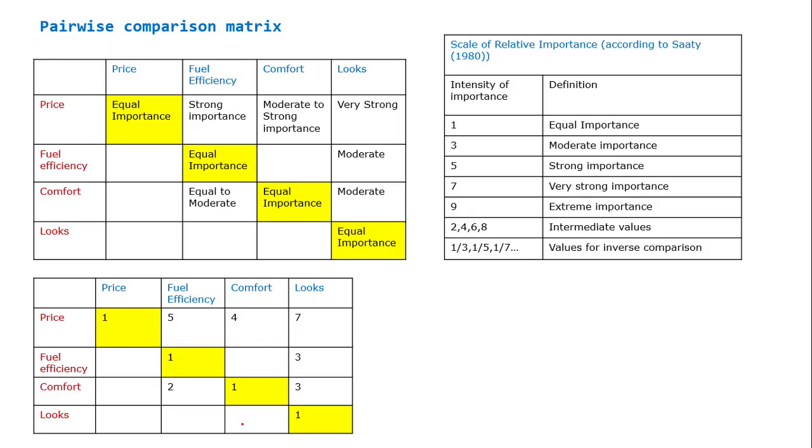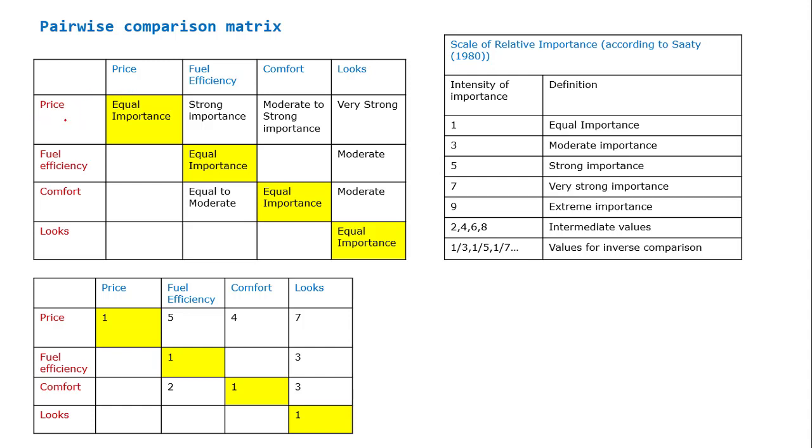So in AHP, this table will be given to you: price, fuel efficiency, comfort and looks, on both rows and columns. We are only taking the criteria because we are comparing one criterion with another criterion, and we are looking for their importance level with each other. Basically, we are comparing their importance with each other. Okay, how are we doing that? Let's see.